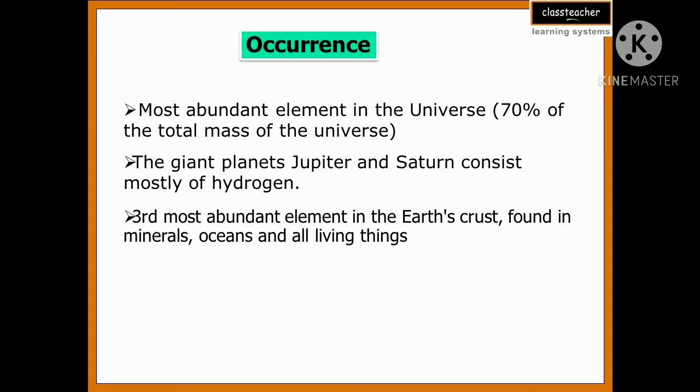Most of the giant planets, Jupiter and Saturn, consist mostly of hydrogen. It is the third most abundant element in the Earth's crust, found in minerals, oceans, and other planets.